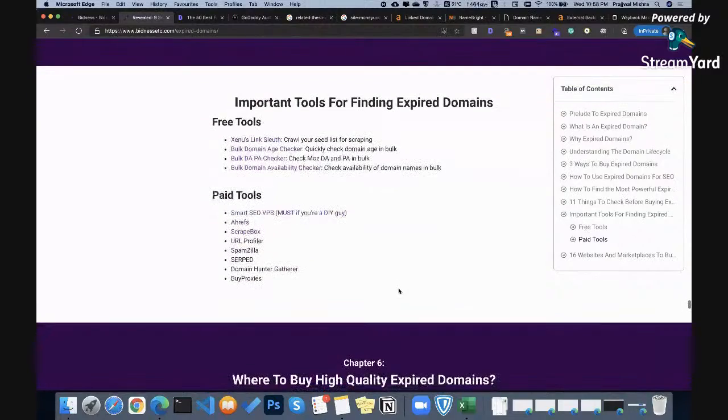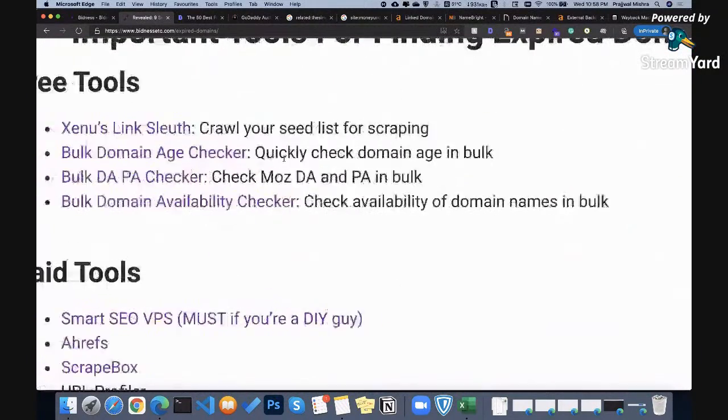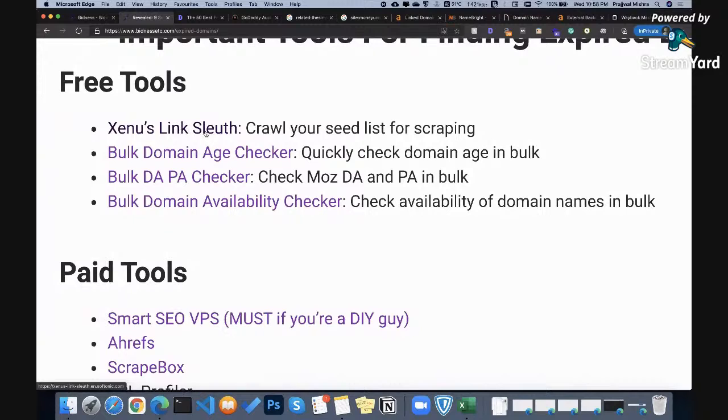Okay, so important tools. If you're looking for free tools, check out Sinu's link, Slath or something. I started with this, and you can use it for crawling all the seed lists which you create. And there are plenty of guides. Old is gold. Some old guides are there, and they still work very well. Go use that if you want to bulk check domains. This is not for available domains, this is for domains which are in auctions. For bulk DA PA checking, you can use Ahrefs batch analysis, but it is a paid thing.